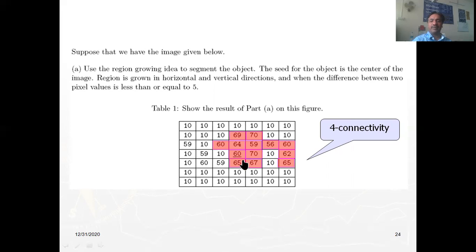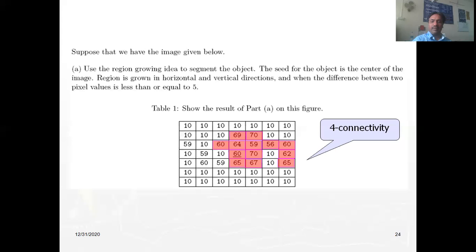Here we have the center pixel 60. We check only the horizontal and vertical pixels. If you compare 60 and 10, the difference is not less than or equal to 5. That's why the pixel 10 will not be added into the region. Then we compare this 60 with 64 and 65. When you compare with 64 and 65, the difference is less than or equal to 5, so we add these two pixels, 65 as well as 64.